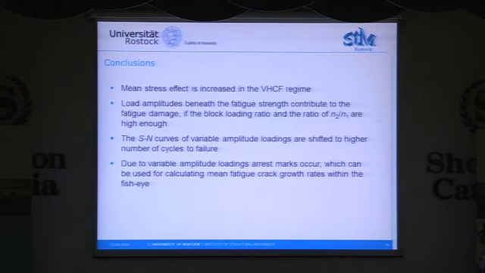So let me conclude my lecture. The mean stress effect is increased in the very high cycle fatigue regime. Low amplitudes beneath the fatigue strength contribute to the fatigue damage in the combination of block loading ratio and block loading length ratio. The SN curve for variable amplitude loadings is shifted to a higher number of cycles to failure, and due to variable amplitude loadings, arrest marks occur due to interaction effects, which can be used for calculating mean fatigue crack growth rates within the fish eye.